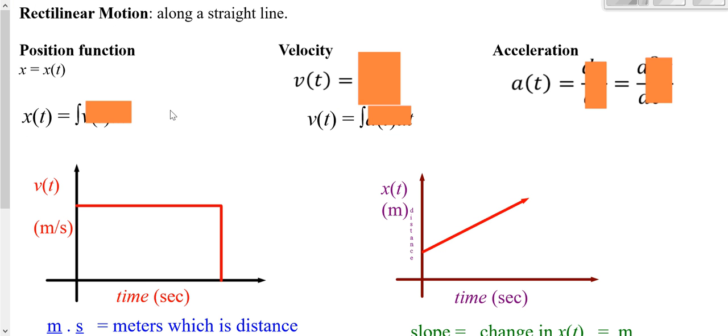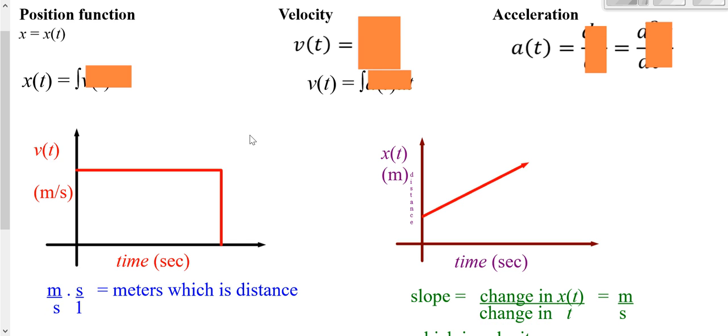Now, you should remember from what we've dealt with before that the area underneath your velocity curve is your distance. Remember, if you're looking at area, you look at the units, this side times this side, so you get meters per second times seconds, which is meters, which is your units for area.